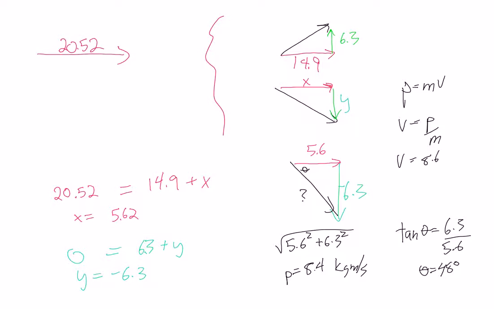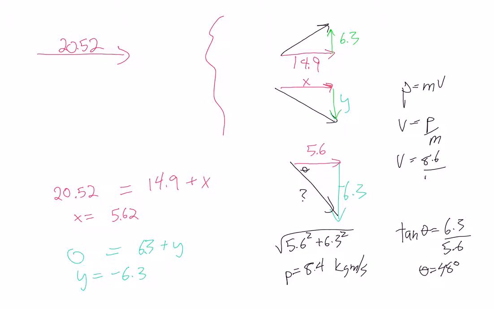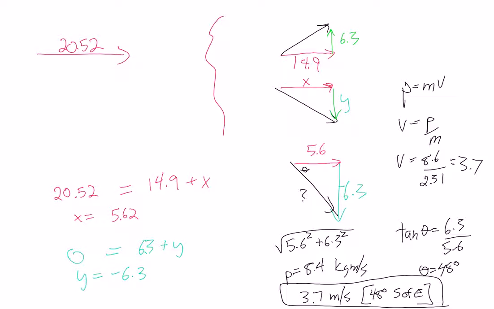So all we have to do is take that 8.4 divided by the mass of the blue ball, which was 2.31 in our original question. So we divide that out. So 8.6 divided by 2.31 gives us a final answer of 3.7. So then our final vector answer should be 3.7 meters per second as our speed, and we're doing it at 48 degrees south of east. And that would be our complete final answer.